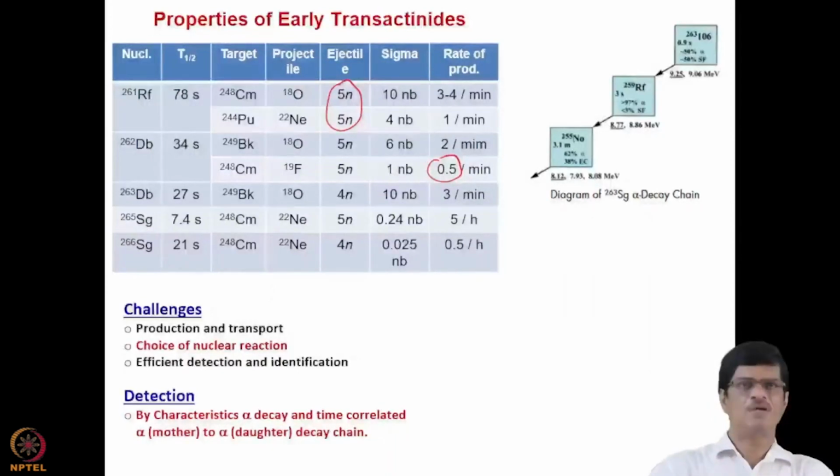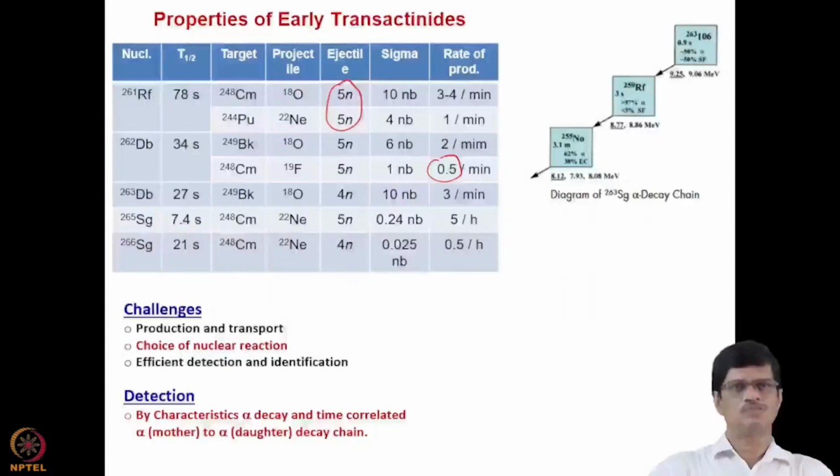263dubnium has a half-life of 27 seconds, and it is produced from a 249berkelium target using an oxygen-18 beam with a 10 nanobarn cross section, at 3 atoms per minute. Now coming to the seaborgium isotopes, there are mainly 2 isotopes of seaborgium. One is 265seaborgium, with a 7.4 second half-life. For this, a 248curium target with a neon-22 ion beam is used, the reaction has a 0.24 nanobarn cross section, and 5 atoms are produced per hour.